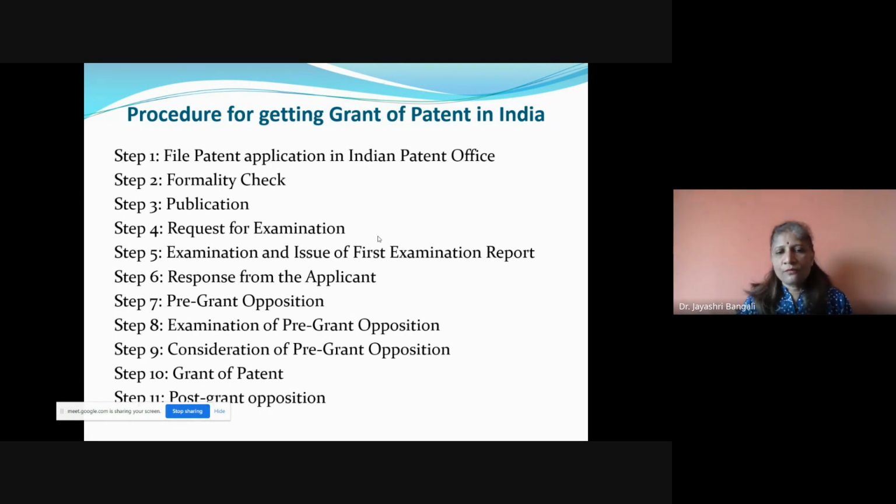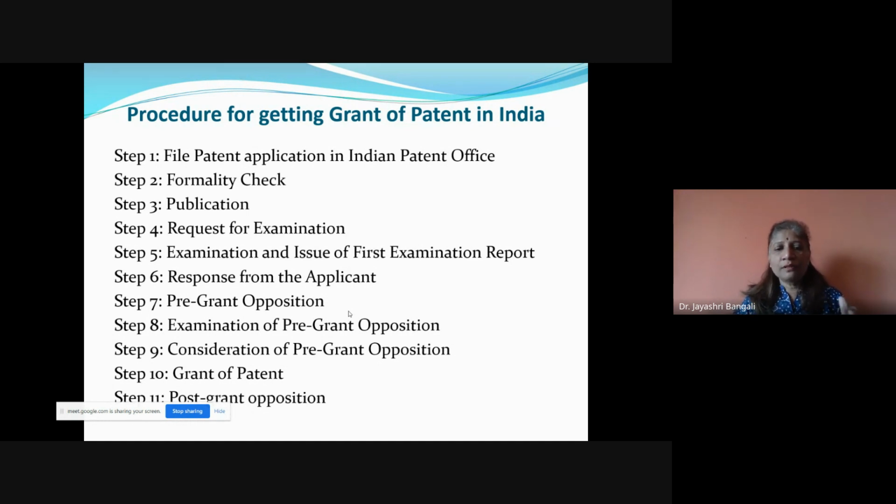The fourth step is the request for examination, which means we have to request the IPO to examine these documents and the invention. Then the committee will examine and issue the first examination report. Then comes the response from the applicant, meaning whatever queries are raised by the IPO in this first examination report, the applicant has to answer. Then pre-grant opposition means before granting the patent, if anybody wants to oppose it, they can. It is known as pre-grant opposition.